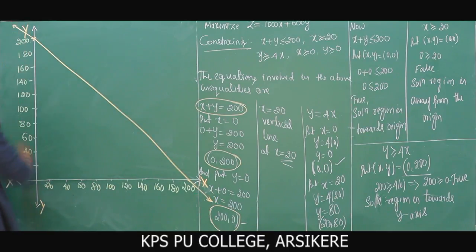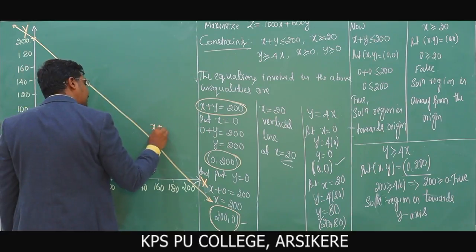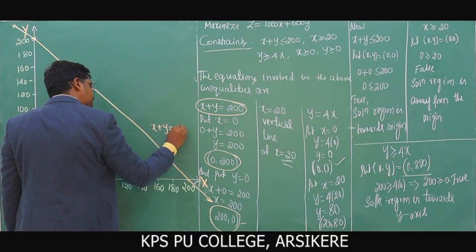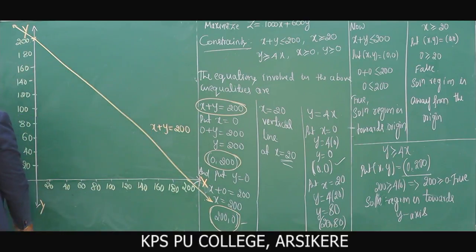You get this line. What is the line? X plus y is equal to 200. Clear? Okay.